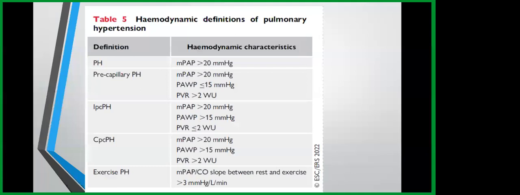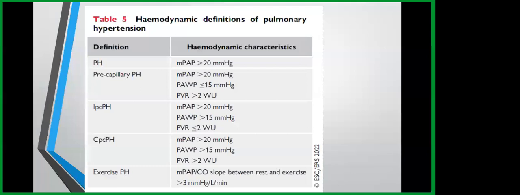Okay, if you have isolated post-capillary, because post-capillary, they now divided into two. It can be IpcPH, that's isolated post-capillary pulmonary hypertension, or combined post-capillary pulmonary hypertension. So for isolated, you have the pulmonary artery wedge pressure more than 15. Okay, but the vascular resistance is normal. It's less than or equal to 2 Wood units.